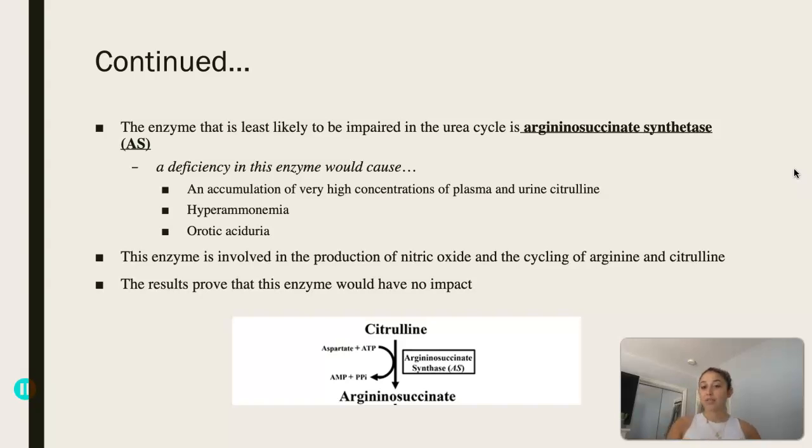And that image just shows what the enzyme does and how it transforms citrulline to argininosuccinate.